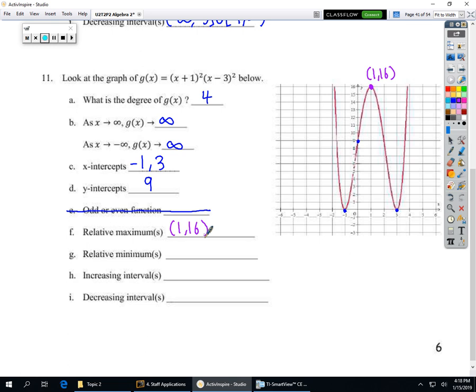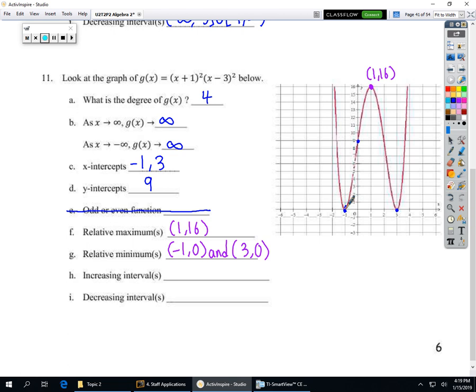Relative minimums, well, they're both down here. They're actually also the x-intercepts. So they're (-1, 0) and (3, 0). Increasing intervals: it's increasing twice and decreasing twice.